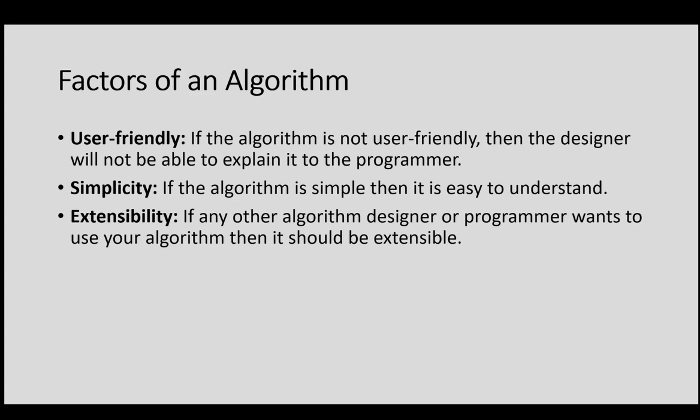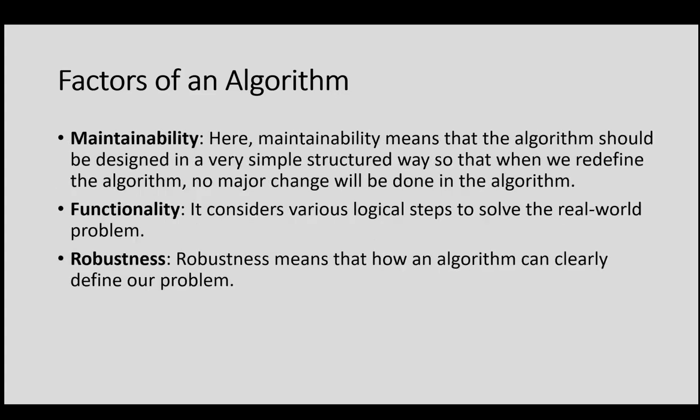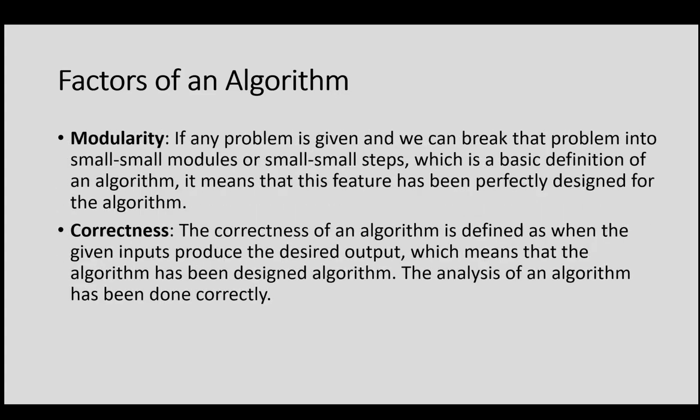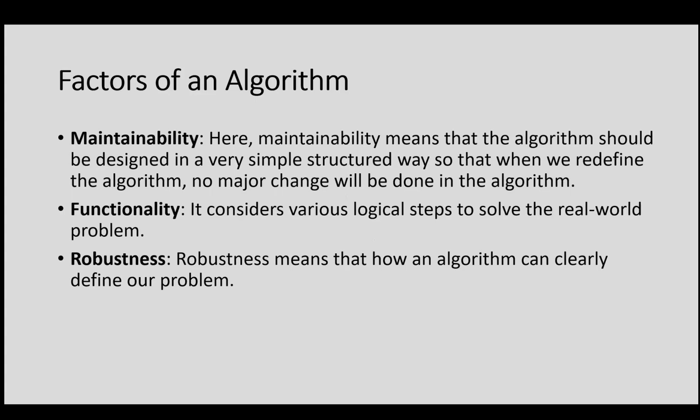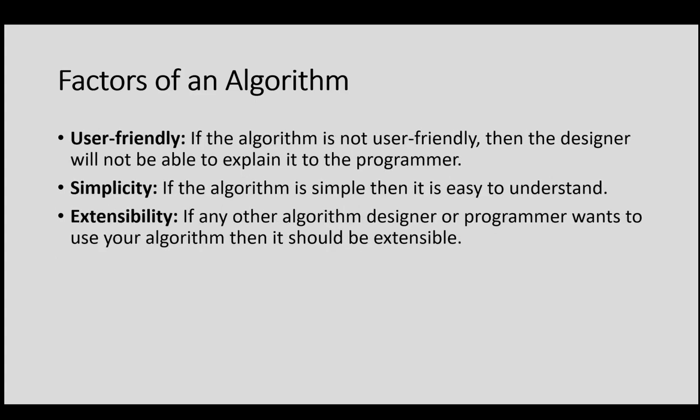Next thing is extensibility. If any other algorithm designer or programmer wants to use your algorithm, it should be extensible. Means we have to use that algorithm, and also while using it, I can add some extra things to it. I can extend the very same algorithm which someone else has written. So an algorithm needs to be that way. So these are the factors of an algorithm. It includes modularity, correctness, maintainability, functionality, robustness, user friendliness, simplicity, and extensibility.